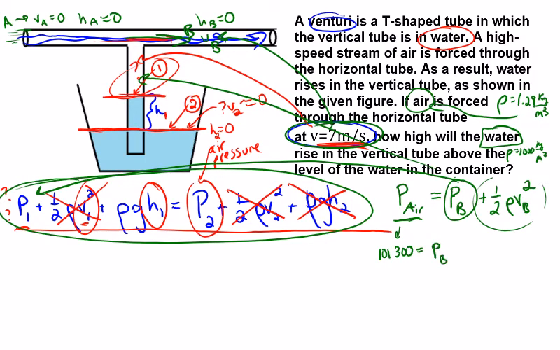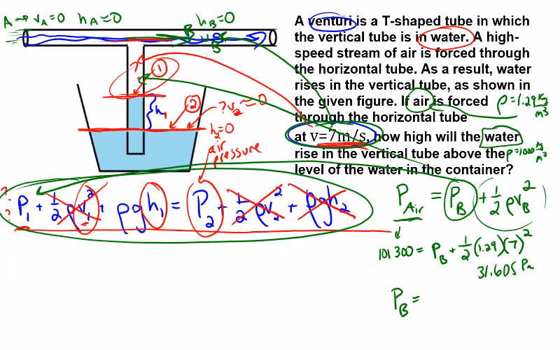PB is what we're trying to find, plus the 1/2 times 1.29 times my 7 squared. So I pull out my handy dandy calculator. I take the 1/2 times 1.29 times 7 squared. So this little component over here is 31.605 to be exact, pascals. So I'm going to subtract that from the other side to find PB.